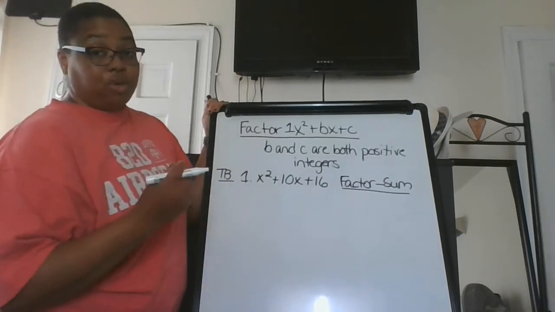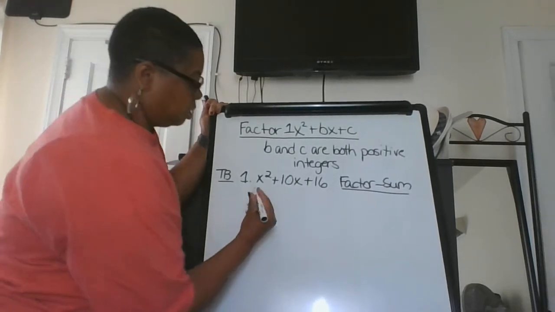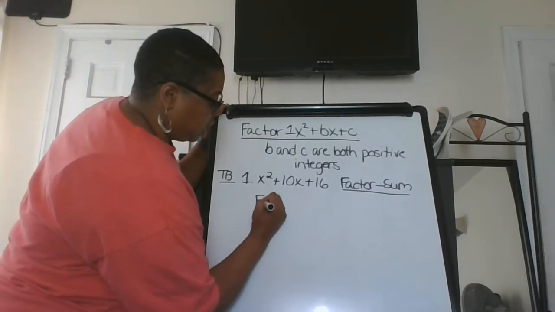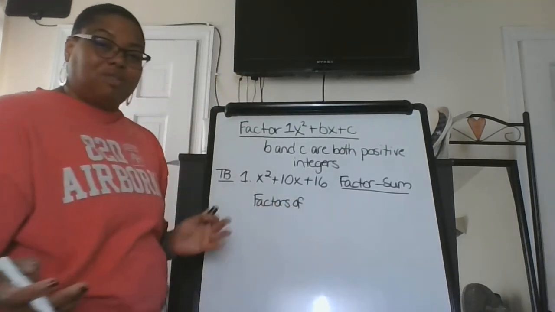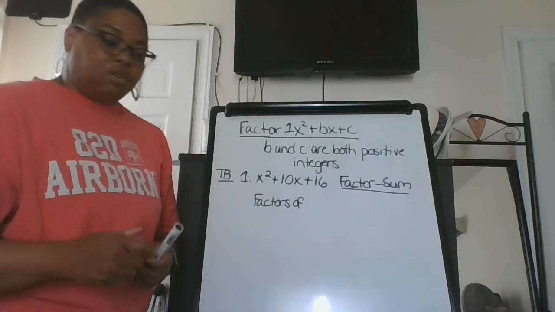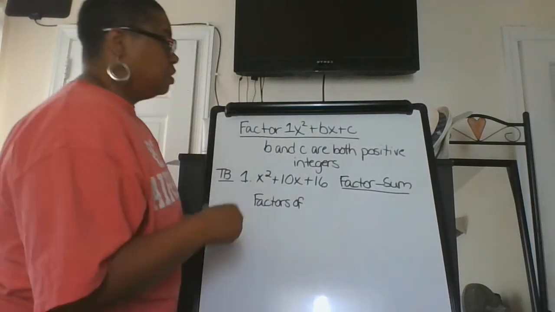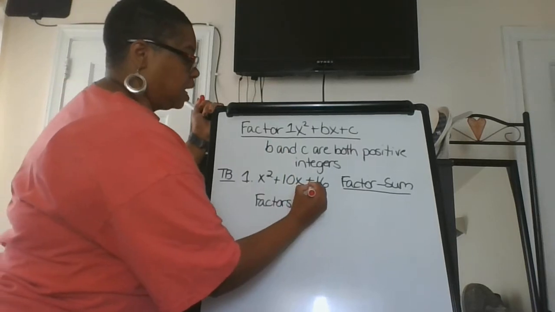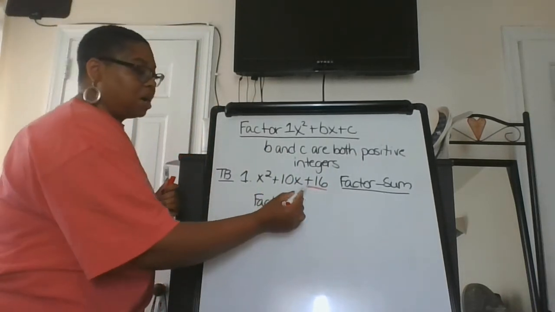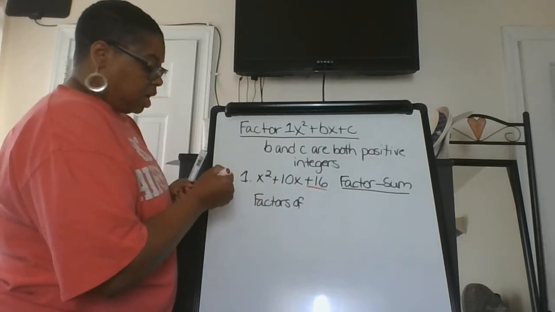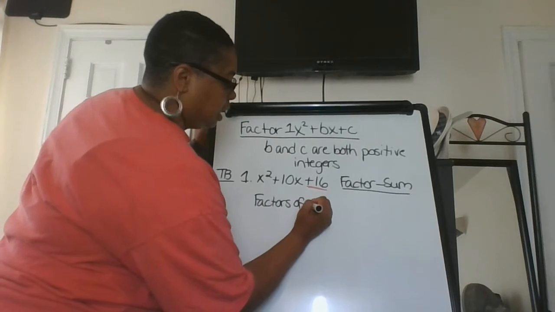By the way, when you show your work on your notebook paper, this is what I want you to do. You write the problem first, and then we're going to say factors of, what are we finding the factors of? Okay, you're finding the factors of your C term. This is your C term right here, this last term. The sign in front of it goes with it. So that's a positive 16. So we're finding all the factors of positive 16.